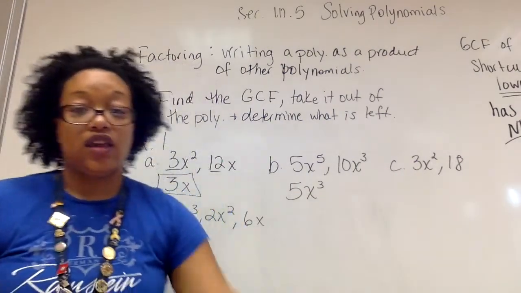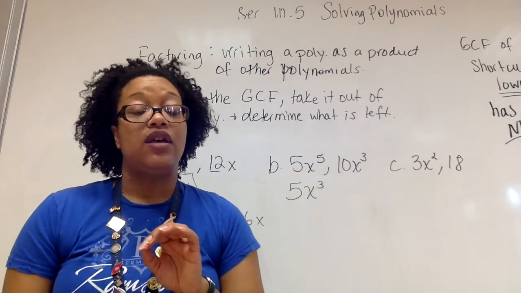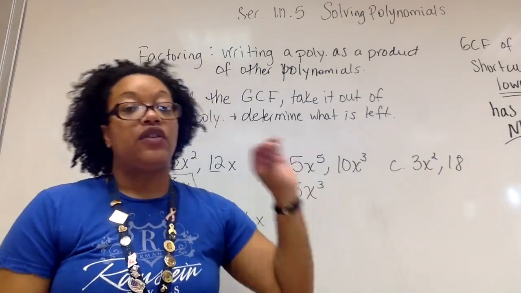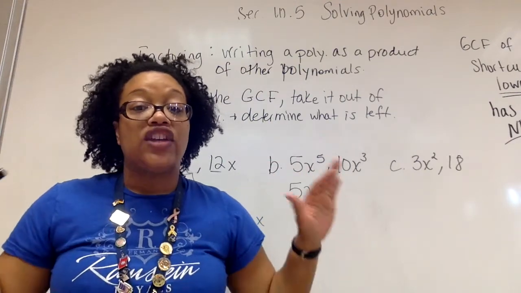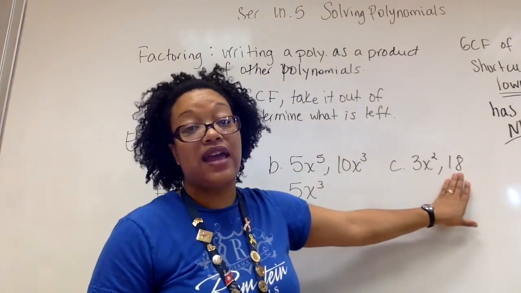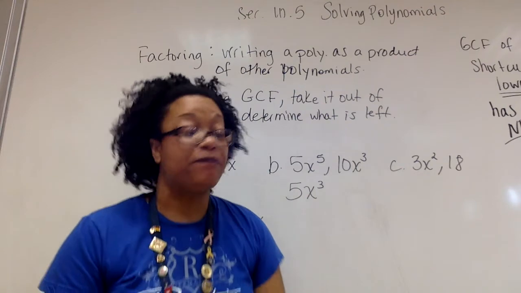Now, letter C, you've got 3x squared and you have 18. Remember that the number that doesn't have a variable is called a constant. So you have 3x squared and 18. They don't both have a variable. You see a variable here. This one doesn't have one. So they don't have the one in common. Do you see what I'm saying?